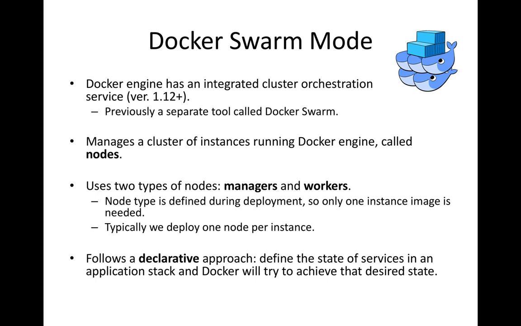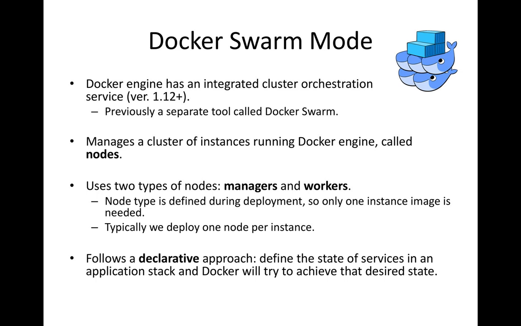So Docker Swarm is basically a cluster orchestration service that is integrated into the Docker engine. And prior to version 1.12 of the Docker engine, the Swarm service was a separate tool called Docker Swarm. But today it's integrated with the engine, which means that when you install the Docker engine on a server, then Docker Swarm is also automatically installed. So instead of calling it just Docker Swarm, technically we call it Docker Swarm mode.